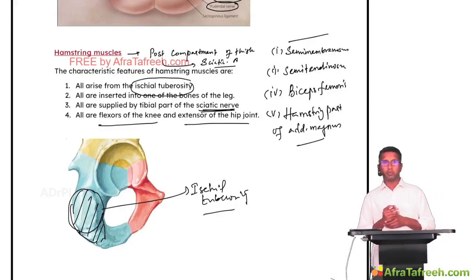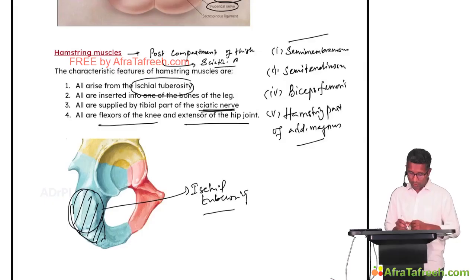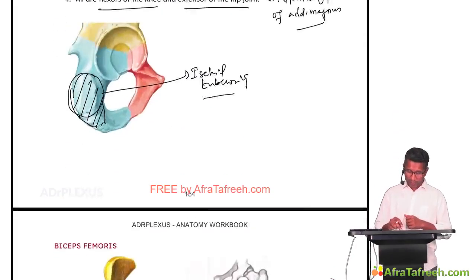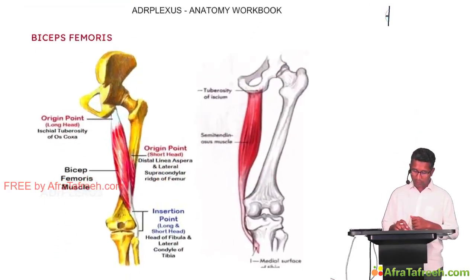Okay, especially by the tibial part, except one small part of the muscle, so all these are supplied by the tibial part of the sciatic nerve. We'll just see one by one what each muscle is doing and where it is getting inserted. The first muscle in this group is biceps femoris.